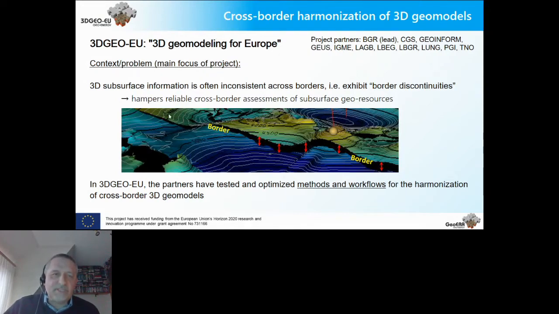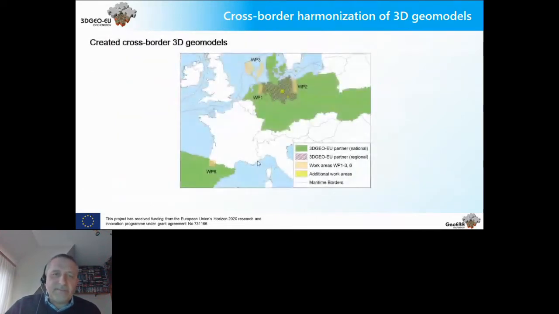And of course, such border discontinuities hamper reliable cross-border assessments of subsurface georesources in such a region. If you want to do reliable cross-border assessments, then also the geological base data, like 3D geomodels, should be consistent across the borders. And in our project, 3D GeoEU, the partners have tested and optimized methods and workflows for the harmonization of cross-border 3D geomodels. So right at the beginning, the 11 partners from 7 countries had set up various work areas as showcases where they could test cross-border harmonization, but also other geomodeling topics as well.